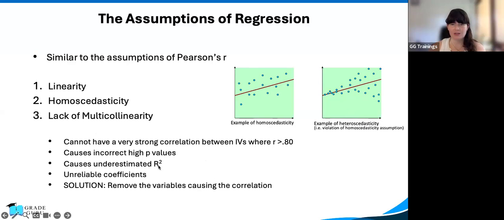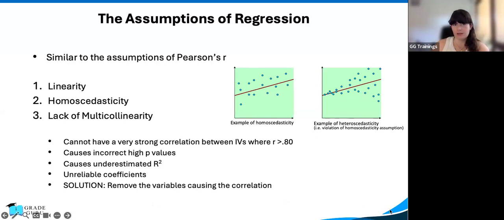It underestimates the R square. So it tells you that you're not predicting Y very well, where you may be. Unreliable coefficients, and the only solution when you do have IVs that correlate is to remove the variables that are causing the correlation. And that's just theory, pretty easy to understand.